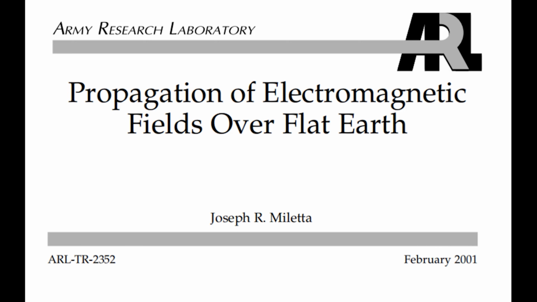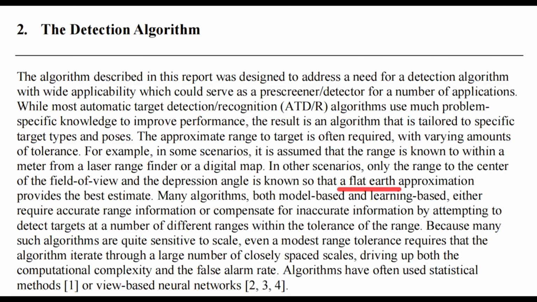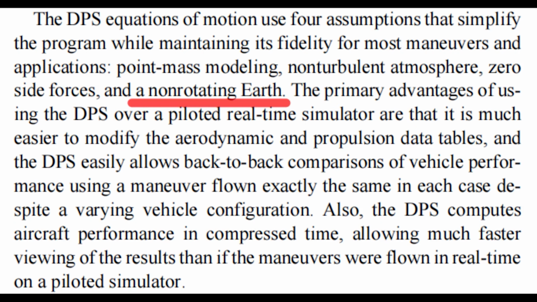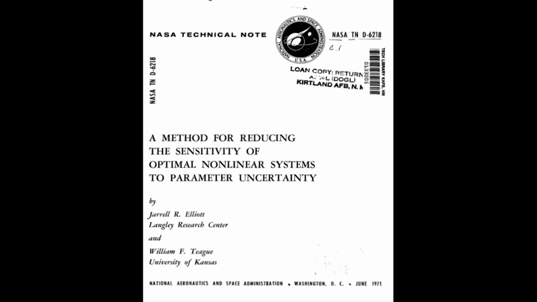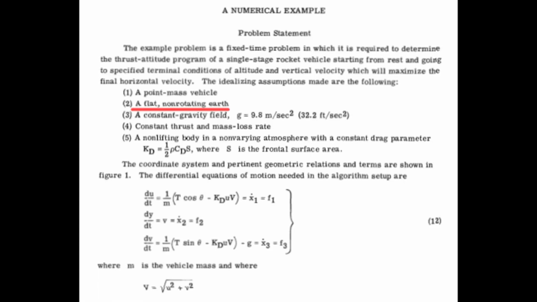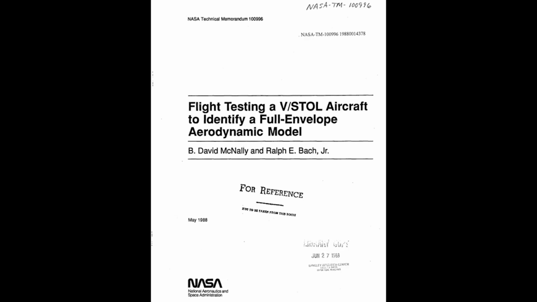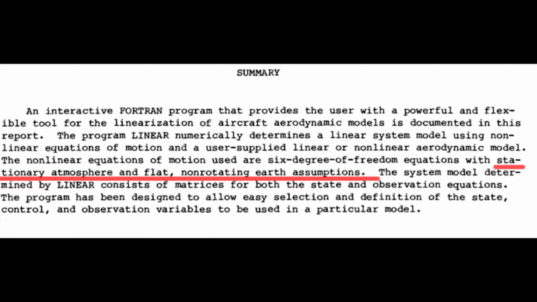Army Research Laboratory, propagation of electromagnetic fields over flat Earth. Army Research Laboratory, a flat Earth approximation provides the best estimate. NASA Technical Paper, stationary atmosphere over a flat, non-rotating Earth. NASA Technical Memo, a non-rotating Earth. MIT Department of Aeronautics and Astronautics, flat Earth. NASA Memo, flat, non-rotating Earth. NASA Contractor Report, assumption based on the Earth is flat and non-rotating. NASA Technical Memo, flat, non-rotating Earth. NASA Technical Paper, stationary atmosphere and flat, non-rotating Earth assumptions.